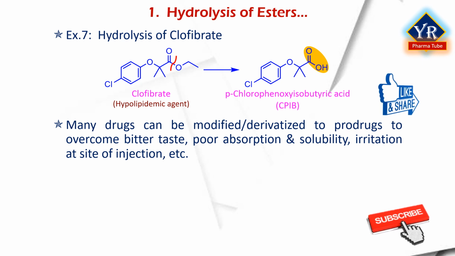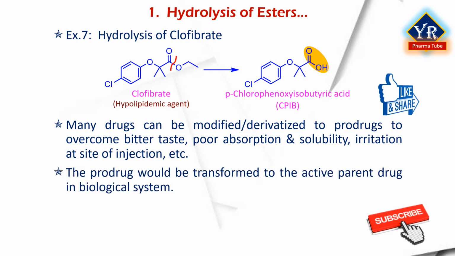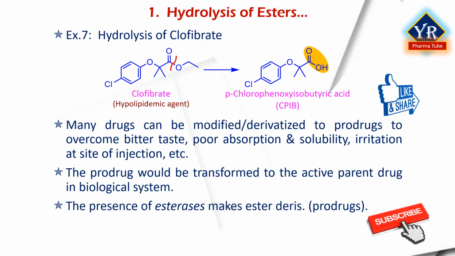Many parent drugs have been chemically modified or derivatized to generate the so-called prodrugs to overcome some undesirable property such as bitter taste, poor absorption, poor solubility, irritation at the site of injection, etc. The rationale behind the prodrug concept was to develop an agent that, once inside the biological system, would be biotransformed to the active parent drug. The presence of esterases in many tissues and plasma makes ester derivatives logical prodrug candidates because hydrolysis would cause the ester prodrug to revert to the parent compound.